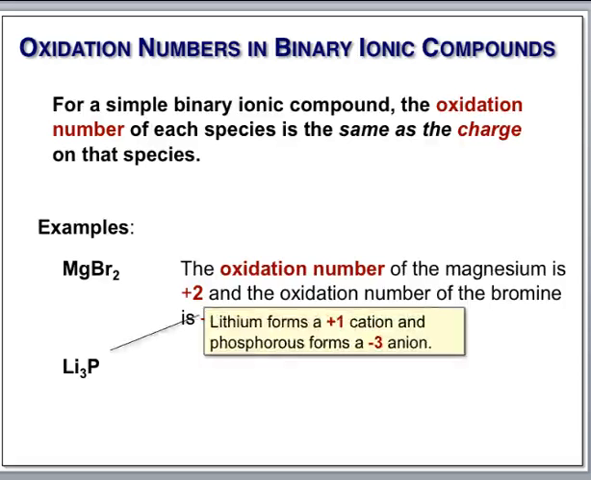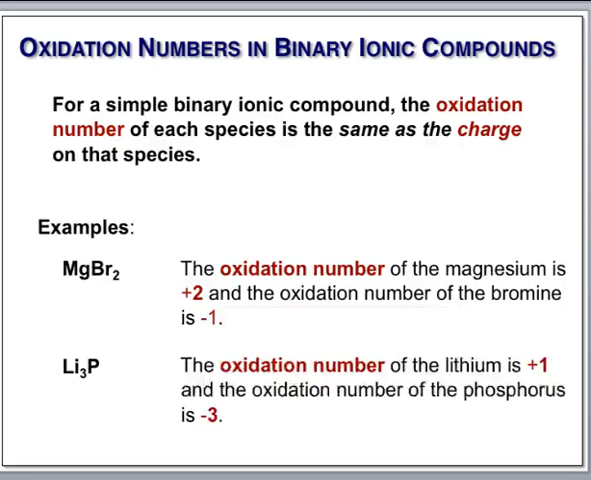Lithium phosphide, group 1, +1 ion. Phosphorus, group 5, -3 ion. Oxidation number, lithium is +1. Phosphorus is -3. So for these guys, it's really simple. It's just the charges.